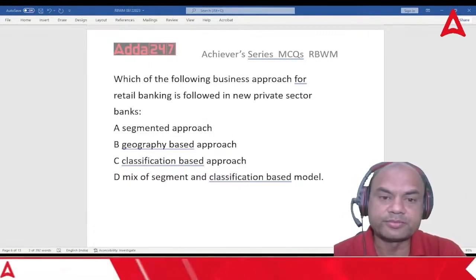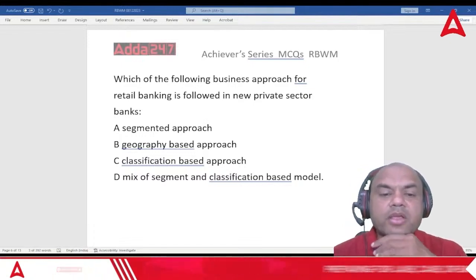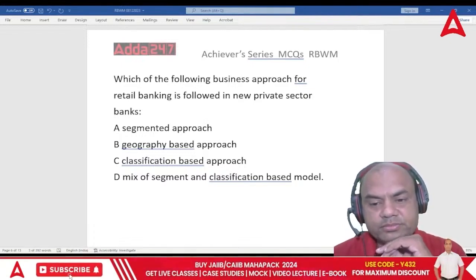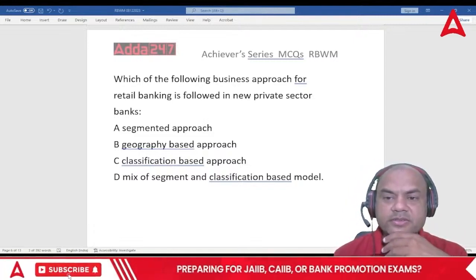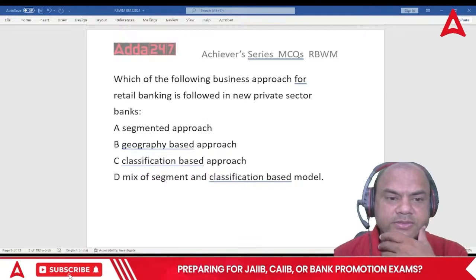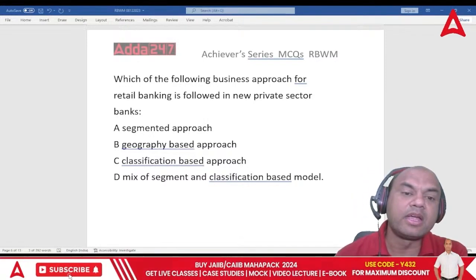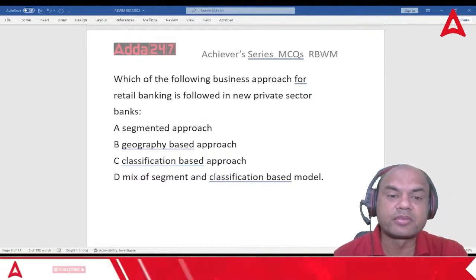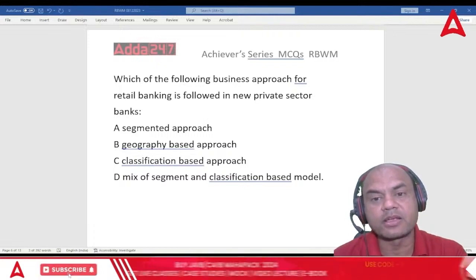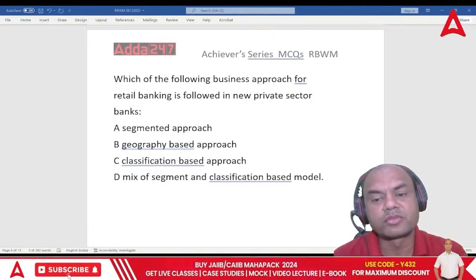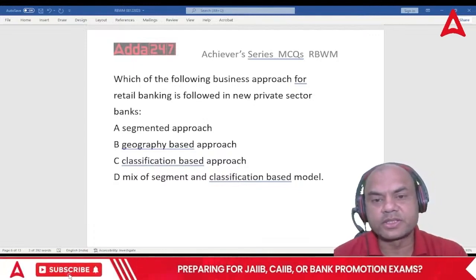What do they have? Think over it. Yes, think over it, everyone. What should be the answer for this? Private sector. Anyone amongst you is in private sector banks? New private sector, or you can say Axis Bank, HDFC Bank, ICICI Bank, IndusInd Bank, or old private sector banks, means Federal Bank, Karur Vysya Bank. Okay. So what is the answer for this?